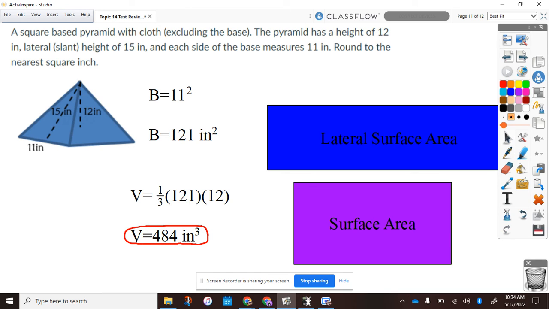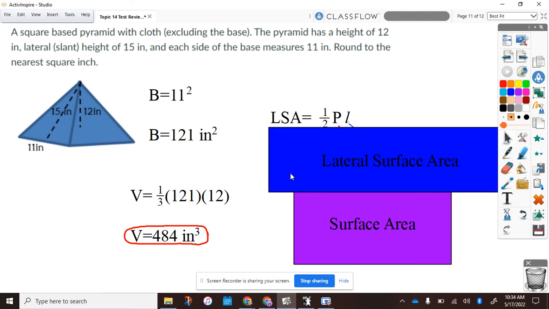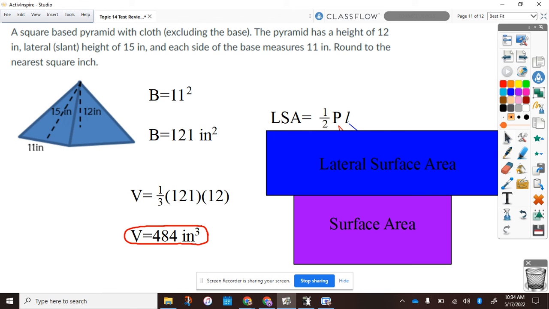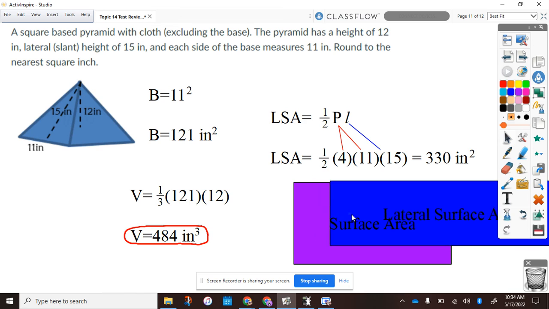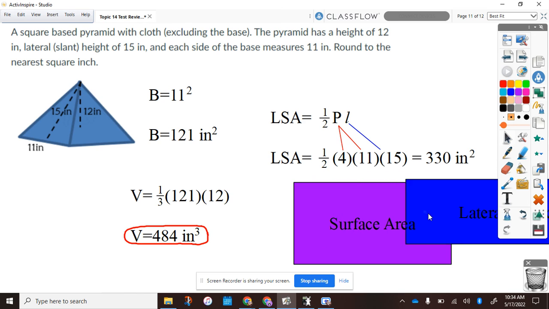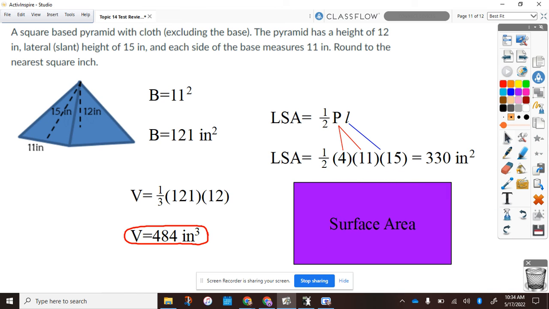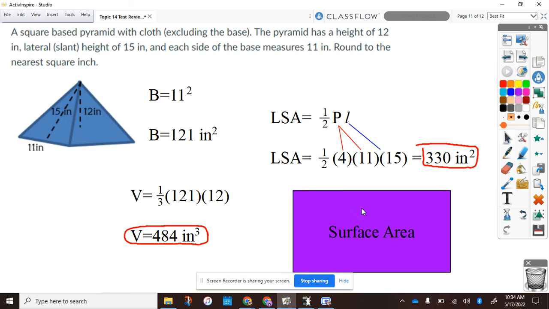Lateral surface area is just the area of the triangular lateral faces. So that's going to be 1/2 times the perimeter of the base times the slant height. Perimeter of the base, it's a square base, and all of the sides are 11. So the perimeter is 44. 1/2 times 4 times 11 times the slant height of 15 equals 330. That right there is your lateral surface area.